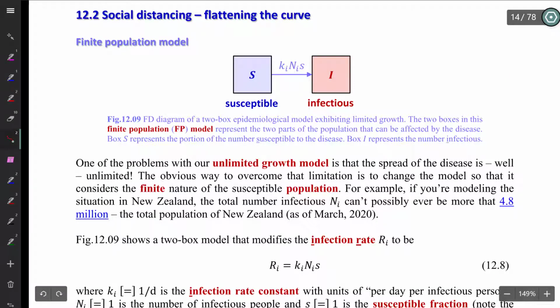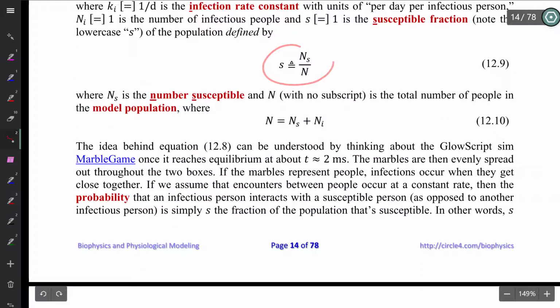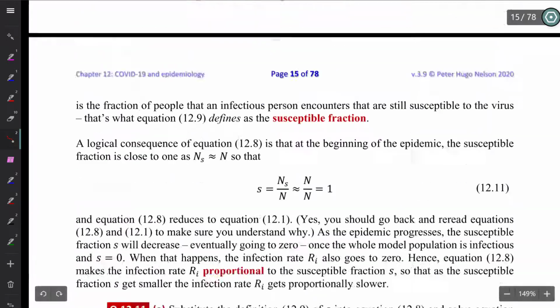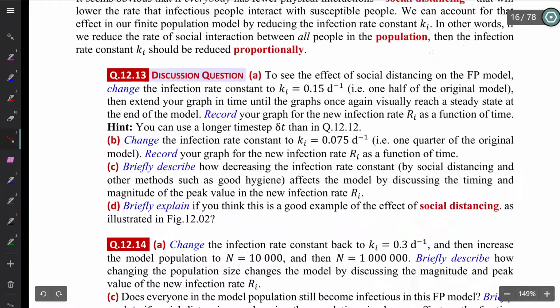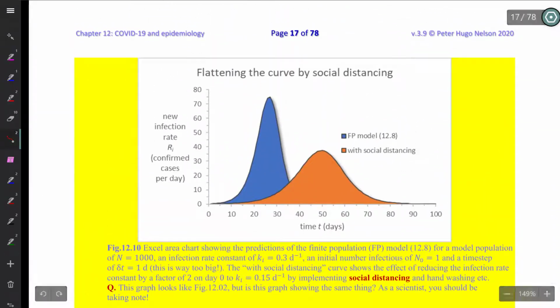Section 2 of the chapter introduces a new model, the finite population model. It has the same two boxes, and the only difference now is that the infection rate includes this term lowercase s, which is the fraction susceptible. It's the number susceptible divided by the population size. Changing to that model makes the model much more realistic, and it actually allows us to talk about the idea of flattening the curve by social distancing in this finite population model.